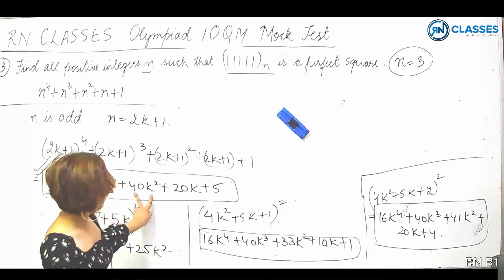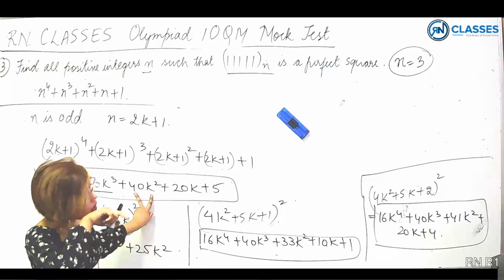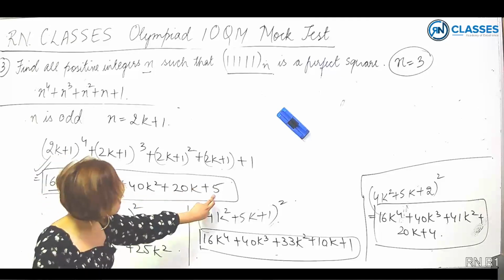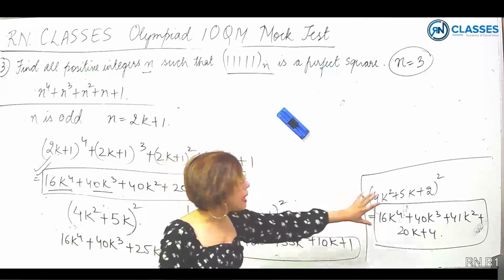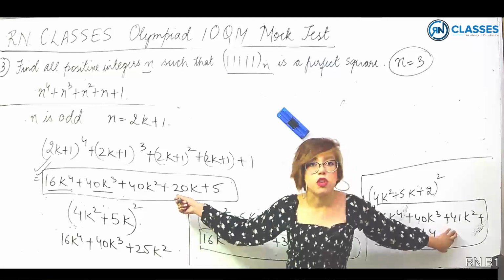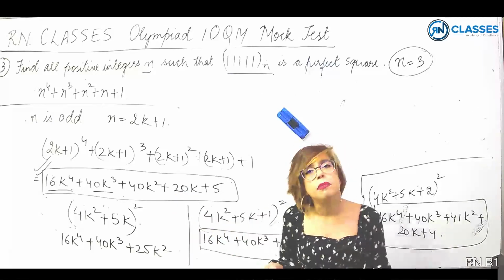अब यहाँ पे 40k square है, यहाँ पे 41k square है. Great हो गया. 20k same है. यहाँ पे 5 है, यहाँ पे 4 है. अब यहाँ पे k square extra है, वहाँ पे 1 extra है. अब k square और 1 में से bigger कौन सा होगा?